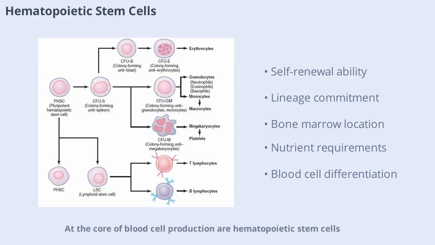The core of blood cell production are hematopoietic stem cells. These rare marrow cells have the unique ability to self-renew and commit to specific lineages, eventually differentiating into over 10 distinct blood cell types. The process begins with pluripotent stem cells, which give rise to multipotent progenitors, and finally to mature blood cells. This entire machinery is housed primarily in the bone marrow and relies on a steady supply of iron, vitamin B12, and folic acid to function optimally.